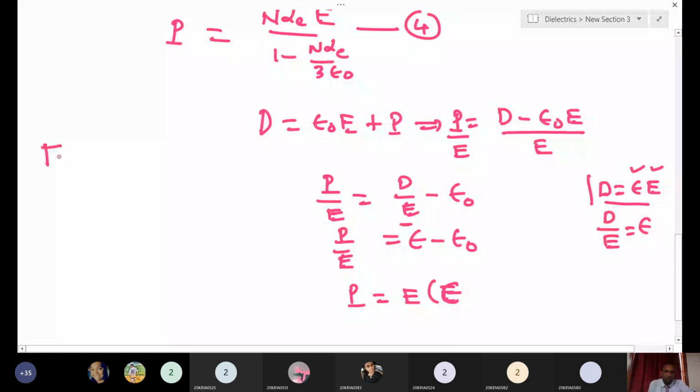Some people will write E also like this. Okay, this is not the right way. So E means electric field, and epsilon means permittivity.